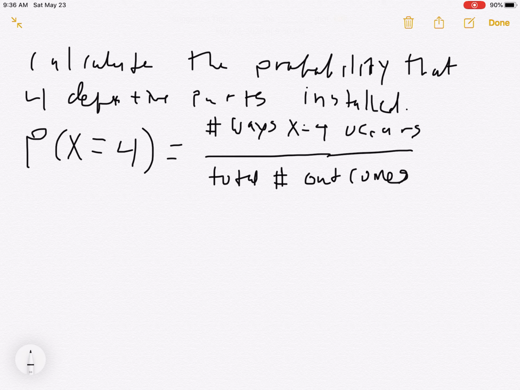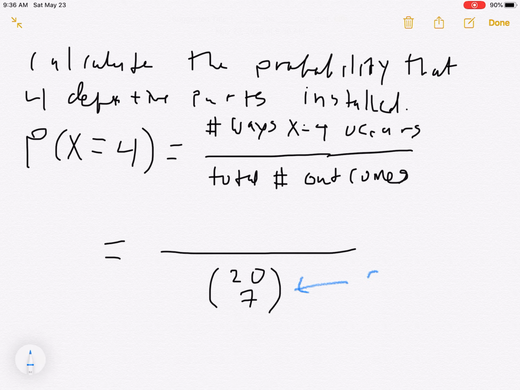Now, let's think about the denominator. The total number of outcomes is that we're installing 7 parts out of 20. So all I need to do is sample 7 parts out of 20. It doesn't matter whether they're the first part installed or the last part installed. They're included in the sample. That tells me order doesn't matter. So I'm going to have 20 choose 7. Okay, and I'm going to note here, order does not matter.